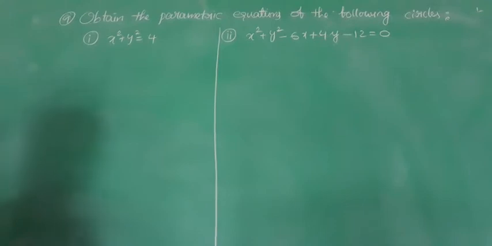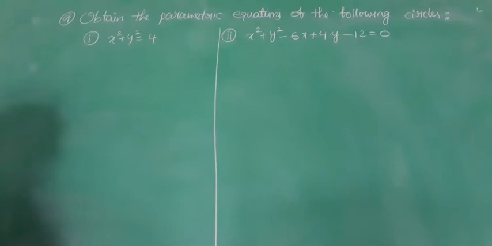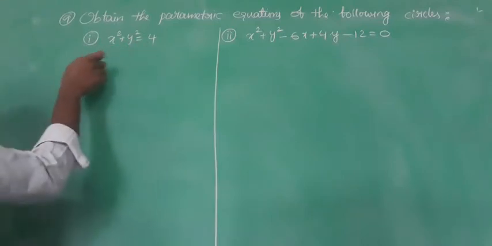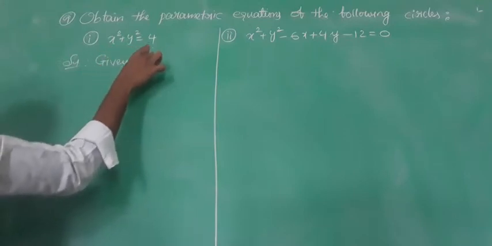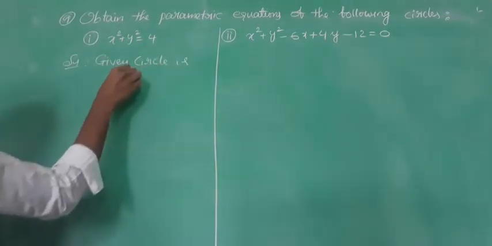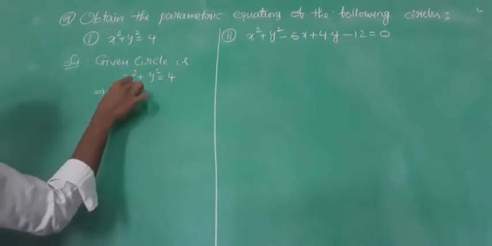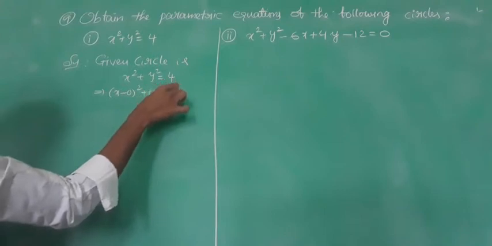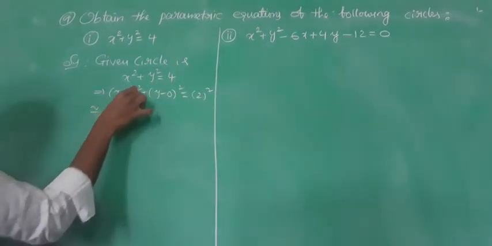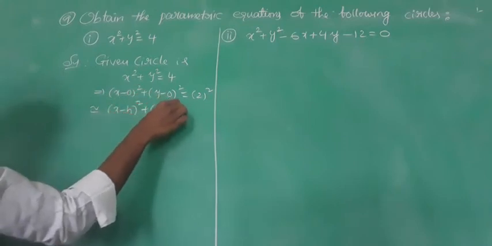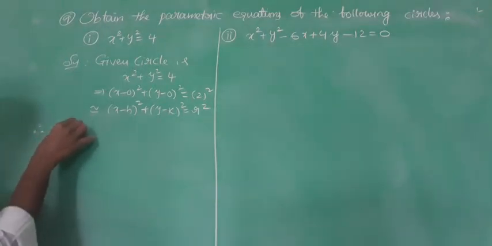Let us move to the next model. Obtain the parametric equations of the following circles. The first circle is x² + y² = 4. The given circle equation is x² + y² = 4. Now it can be written as (x − 0)² + (y − 0)² = 2². Now compare it with (x − h)² + (y − k)² = r². Therefore, what are the parametric equations?